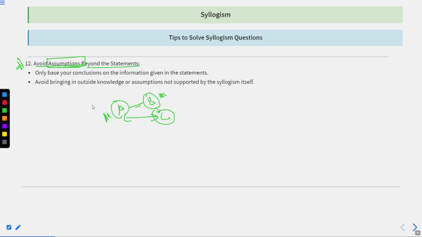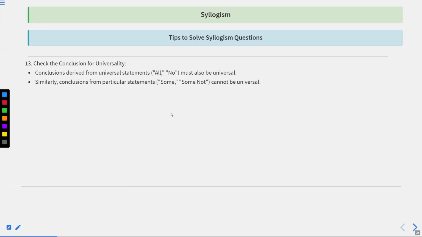But in the same manner, if it had been mentioned that some A are B and some B are C, you cannot come to the conclusion that some A are C. Okay, very important point of discussion. Unless the statement is providing a relation between the subject and the predicate, you cannot relate it. My dear students, again I'm telling you, you cannot assume it unless the statement is providing you any sort of relation between the two.